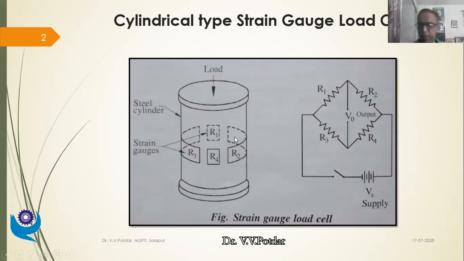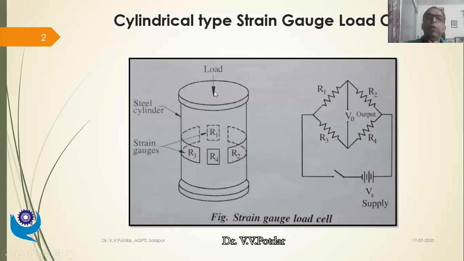Hollow cylindrical pillars are used, of course, to increase the sensitivity of the load cell. Or sometimes, if the range of weight or force to be measured is very small, that is 0 to 5 kg, a single column cylindrical type strain gauge load cell is sufficient. If I want to measure a larger force, 20 kg, 100 kg, I go in for multiple columns of cylindrical specimen type. See here.